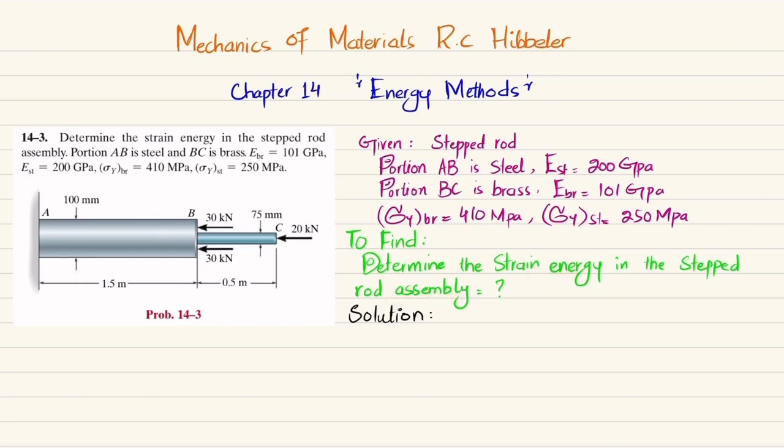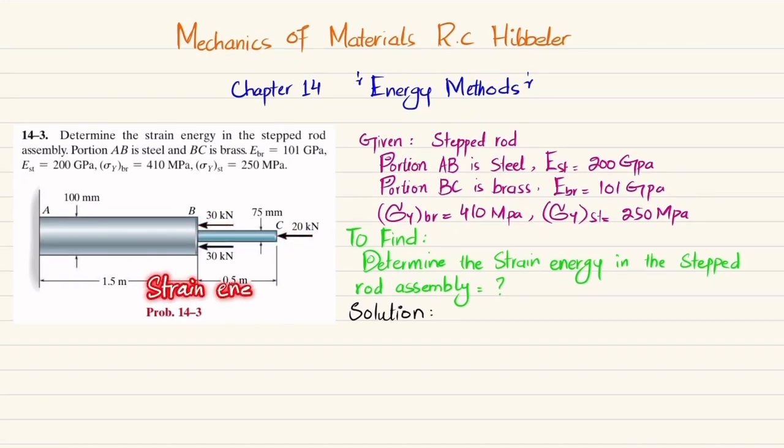Clear? So let's start with the solution. First we will define what is strain energy. When you apply load on a body, that will tend to deform this body. Provided no energy is lost in the material, the external work done by the load will be converted into the internal work, which is called strain energy. So basically the external work done on the body will be stored in the body as strain energy. This is what we call strain energy.